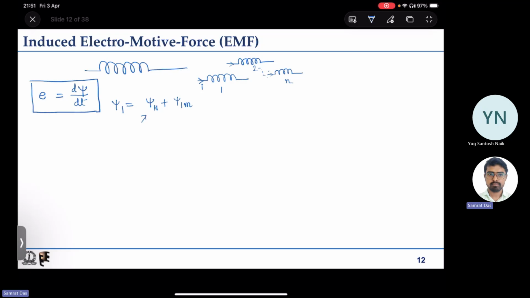First one is self flux linkage, the second one being mutual flux linkage, right? If for now we consider only one other coil, say coil 2, then this will be psi 11 plus psi 12, due to current in the second coil. For the time being we consider only two coils in question.